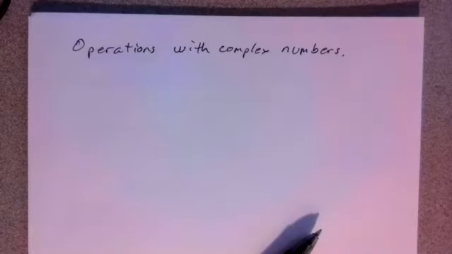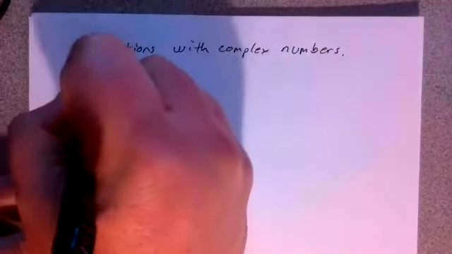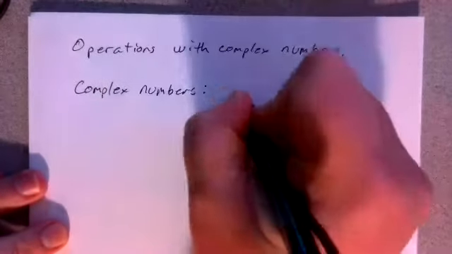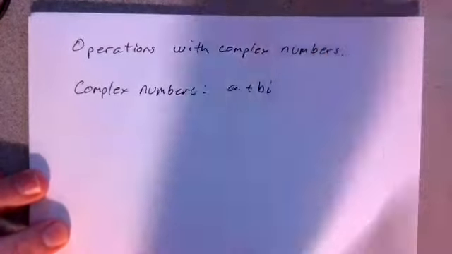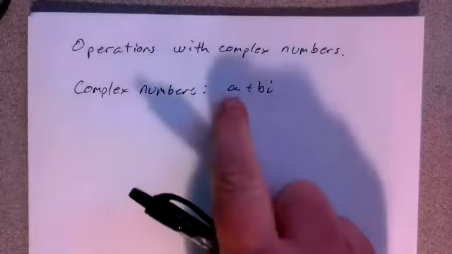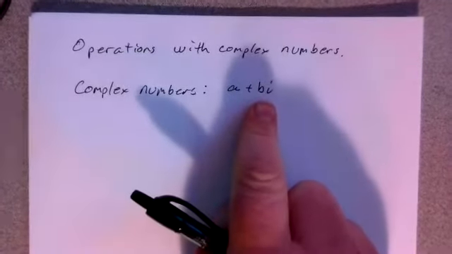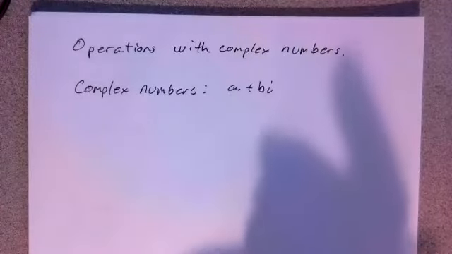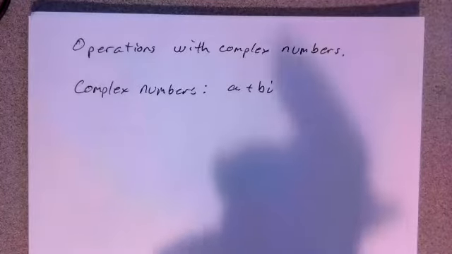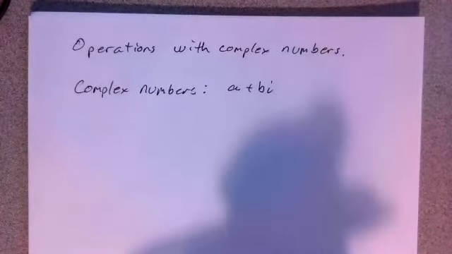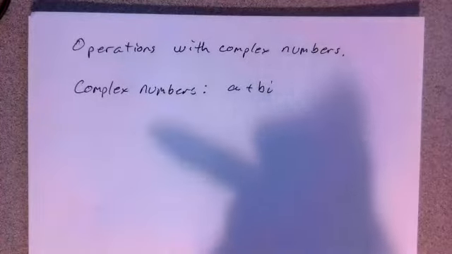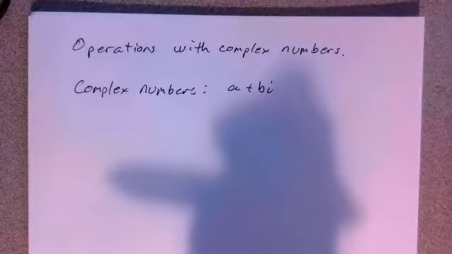We're going to take a look at operations with complex numbers. And just as a fun little refresher, complex numbers are in the form of A plus BI, where you have number plus number times I. When it comes to operations with complex numbers, what we're going to look at today is addition, subtraction, sort of subtraction, I guess, and multiplication. We'll get to division another time. We're going to save it for a little bit later on.